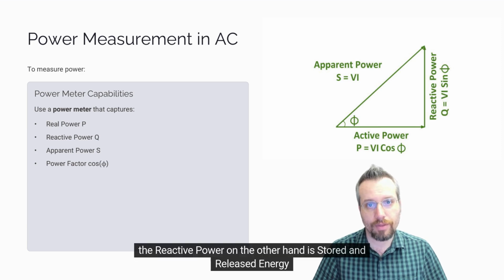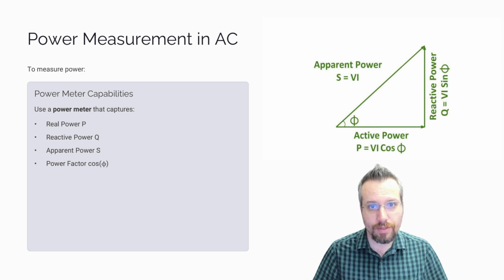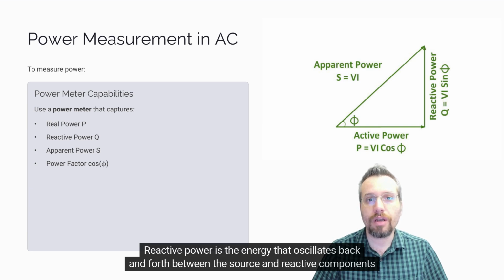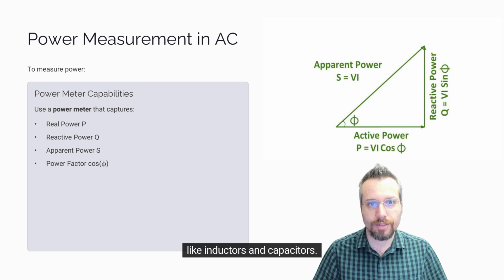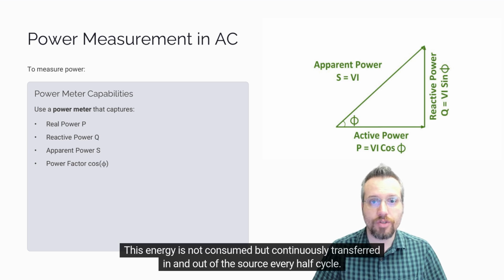The reactive power, on the other hand, is stored and released energy. It is shown by Q, and it's equal to RMS value of voltage times RMS value of current times sine of the phase angle. Reactive power is the energy that oscillates back and forth between the source and reactive components like inductors and capacitors. Inductors store energy in magnetic fields. Capacitors store energy in electric fields. This energy is not consumed but continuously transferred in and out of the source every half cycle.